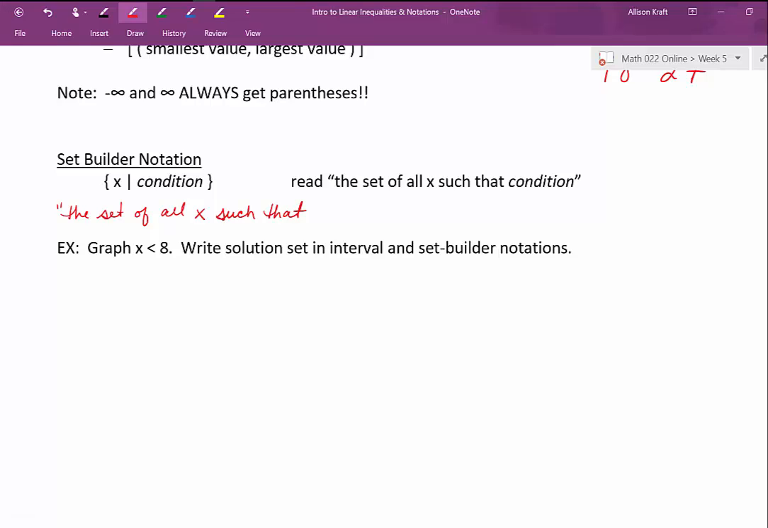This part of the set builder notation always stays the same. What's going to change is the condition. And that tells us, well, what kind of x are we interested in? X's that are less than 8, X's that are greater than or equal to 0. What X's are we talking about?